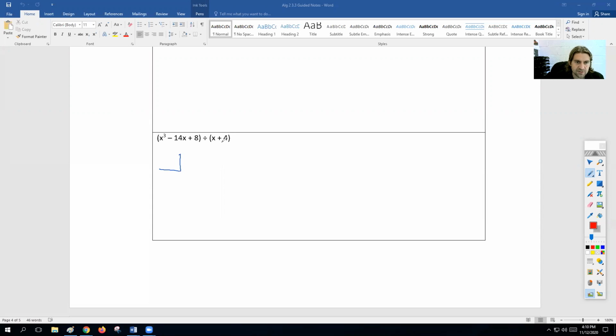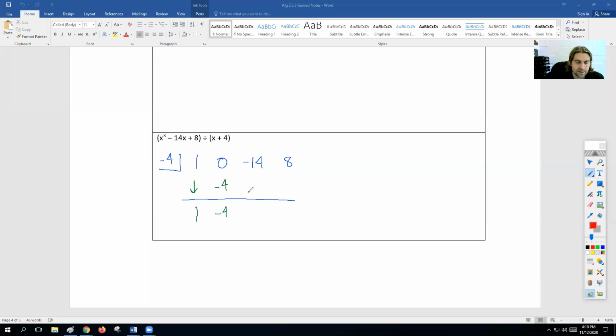What number would make x plus 4 equal to 0? That would be a negative 4. So let's start putting our spaces. We have 1x cubed. We have 0x squared. We have negative 14x and then an 8. All right, so we're going to start dropping and simplifying. All right, 1 times negative 4 is negative 4. Add them together, that's negative 4.